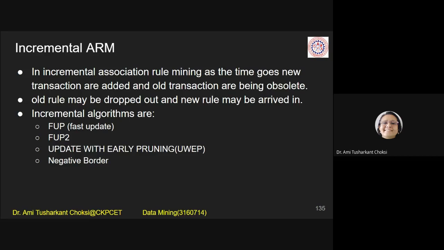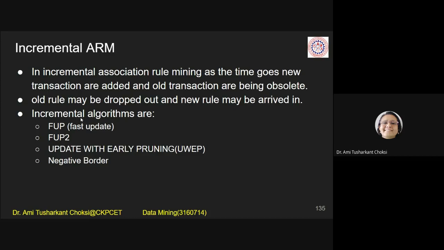It can be at least 10,000 per day, right? At least 10,000 per day transactions are there, insert, delete, update. Fine. But for this incremental ARM, are we considering that rate? No, it is very much lower than the current rate, right? So continuous insert, delete, update is not there. But as time goes, after say 1 week or 1 month or 1 year, we are inserting new transactions and considering old as obsolete. So the rate at which we are doing insert, delete or update is slower in the case of incremental ARM. Fine.